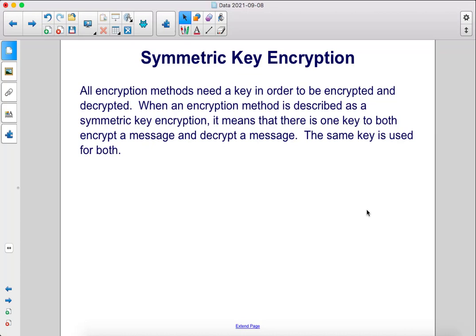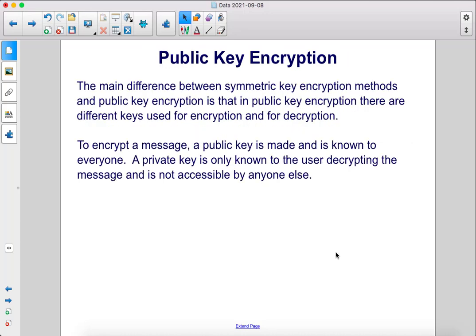When an encryption method is described as a symmetric key encryption, it means that there is one key to both encrypt a message and decrypt a message. The same key is used for both. The main difference between symmetric key encryption methods and public key encryption is that in public key encryption, there are different keys used for encryption and for decryption.